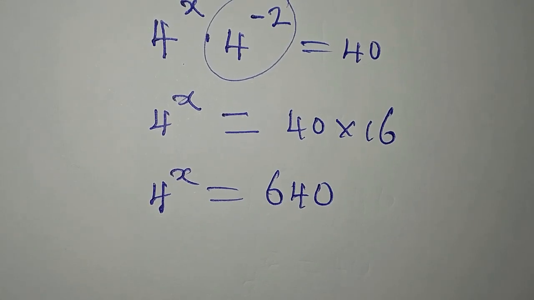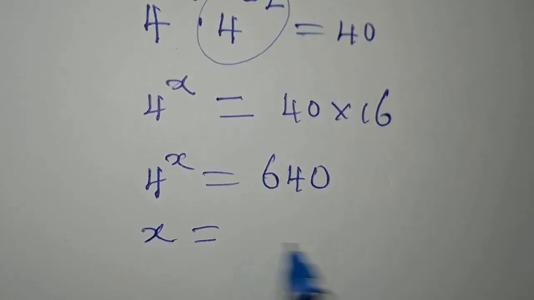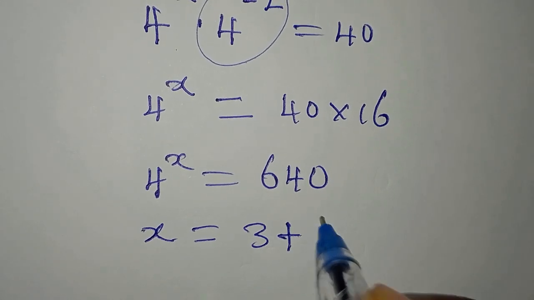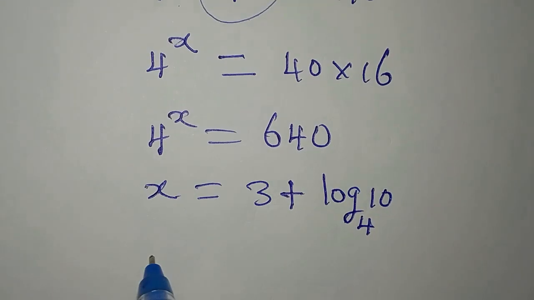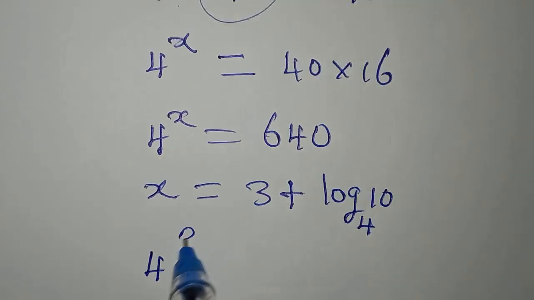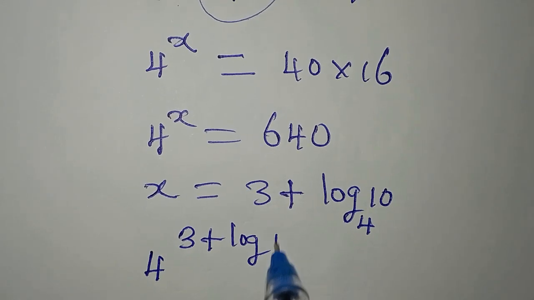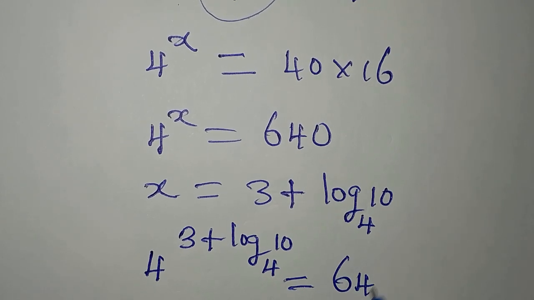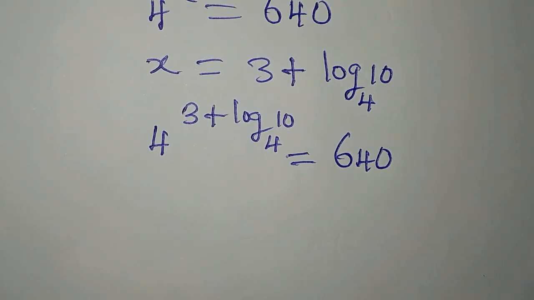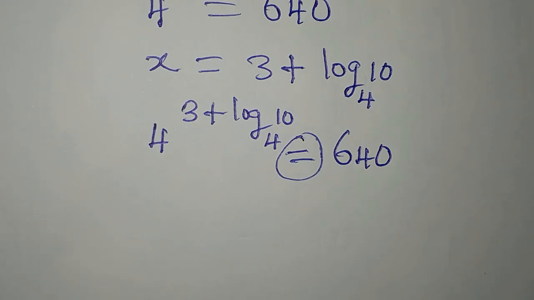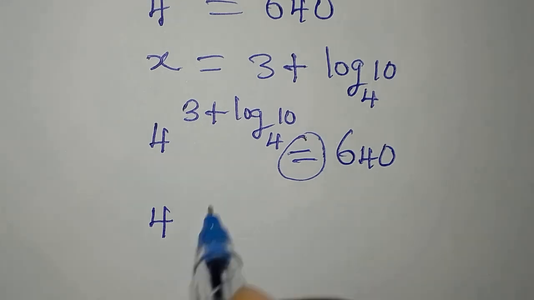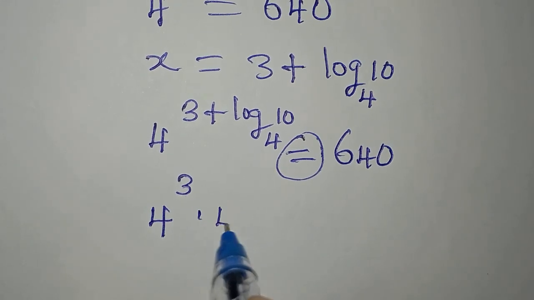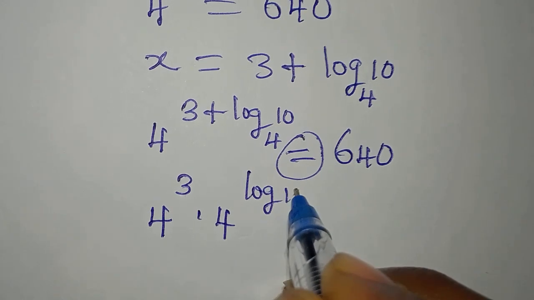What is the value of x that we just got? x is 3 plus log 10 to base 4. Now let's put it into this, as we have 4 to the power of 3 plus log 10 to the base of 4 equals 640. Now, should this be equal to 640? That is the question. Now, this is 4 to the power of 3 multiplied by 4 to the power of log 10 to base 4.